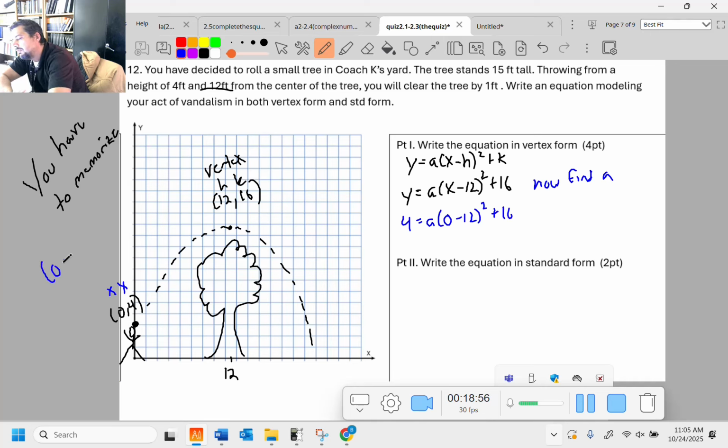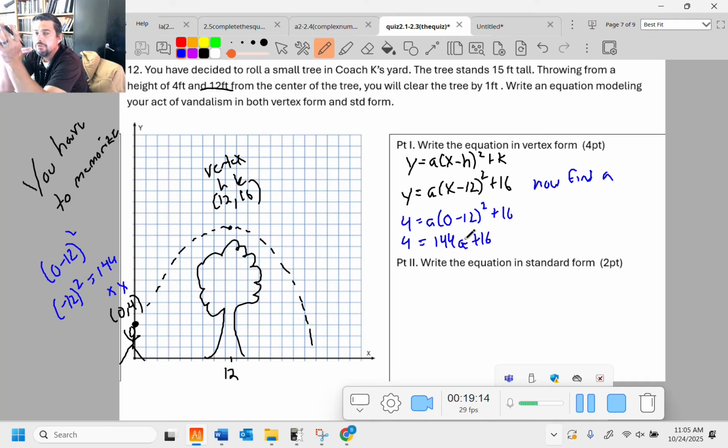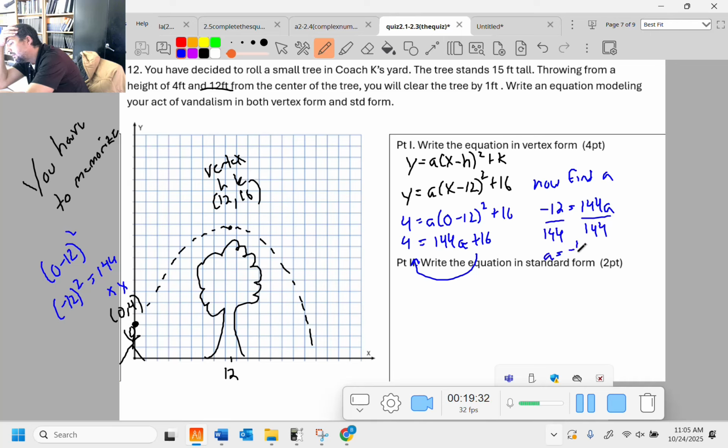If I do 0 minus 12 squared, I'm thinking about a negative 12 squared, which is going to be 144. 12 times 12 is 144, always has been, always will be. So I'll have 4 equals 144a plus 16. I had at least one kid add 144 and 16 together. Can't do that. You subtract 16 from both sides. 4 minus 16 is negative 12. So negative 12 equals 144a. Divide out that 144, and you'll get that a is negative 1/12.